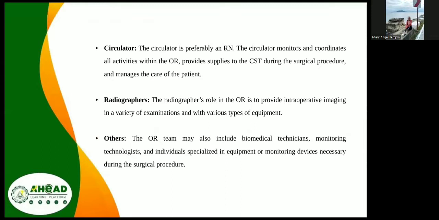Radiographers. The radiographers' role in the OR is to provide intraoperative imaging in a variety of examinations with various types of equipment. Others. The OR team may also include biomedical technicians, monitoring technologists, and individuals specialized in equipment or monitoring devices necessary during the surgical procedure.